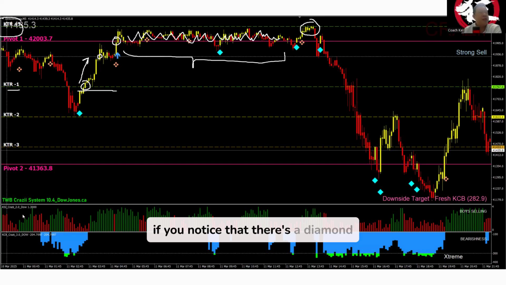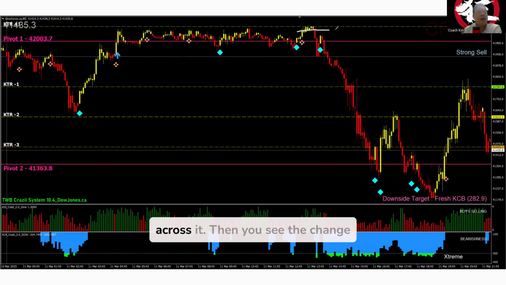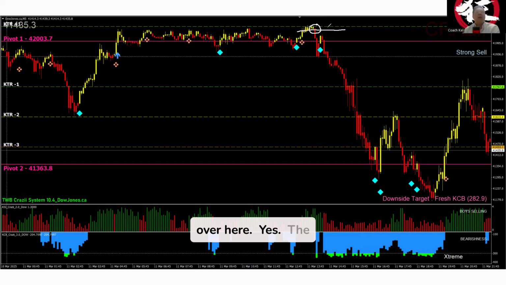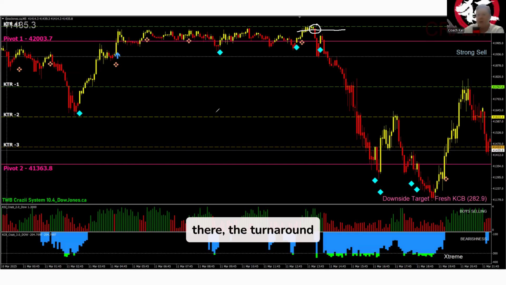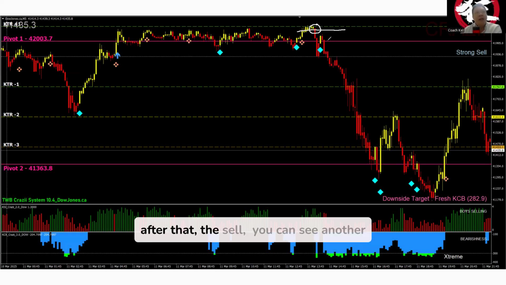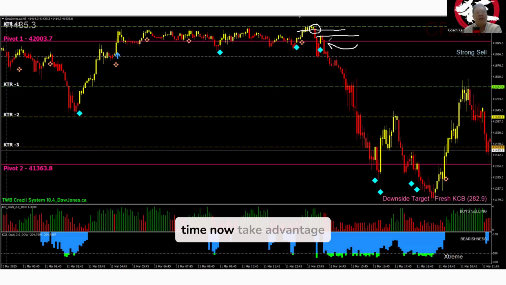But you notice that there's a diamond there. If you draw a line across it, you see the changeover from yellow to red. Whenever the diamond is there, the turnaround in color from yellow to red is a very, very crucial turning point. After that, you can see another diamond here. Oh my goodness, that was confirmed. The market this time took advantage of pivot one to sell. The market basically touched the diamond line, failed, reversed to a CCYR, and broke below pivot.